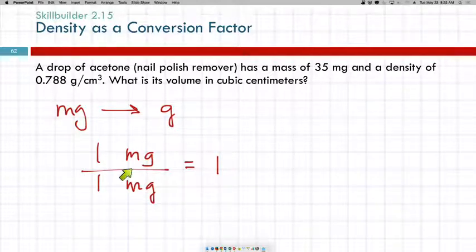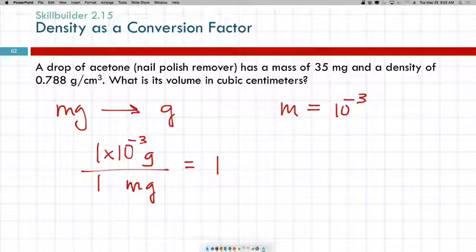So what I can do is, instead of where it says milli, I can put in what milli stands for. I can take the milli out and write 10 to the minus 3 instead. So now I've got 1 times 10 to the minus 3 grams divided by 1 milligram, because in our list of metric prefixes, milli stands for 10 to the minus 3. Okay? So milli is like a nickname for this. Does that help? That's how all the metric conversions work. Any other questions?